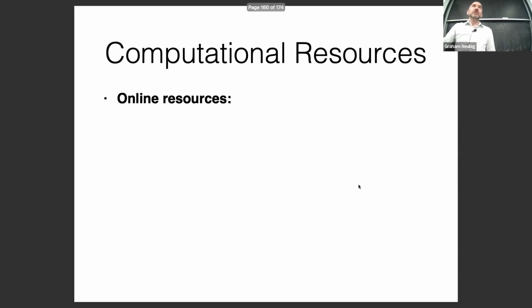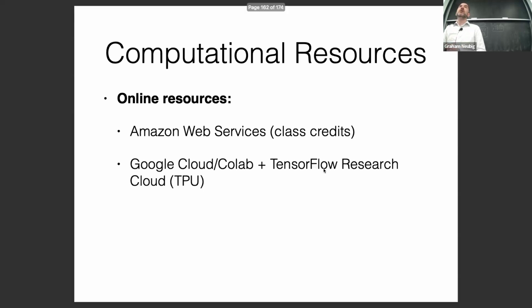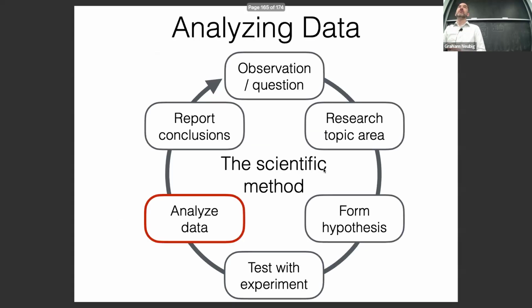Cool. Next, computational resources. I already talked about this a little bit, but on Amazon Web Services, we have class credits that we're going to be issuing as soon as the assignment 1 deadline is over. There's also Google Cloud and Colab. You can get commodity GPUs and other things like that, so you can also consider that.